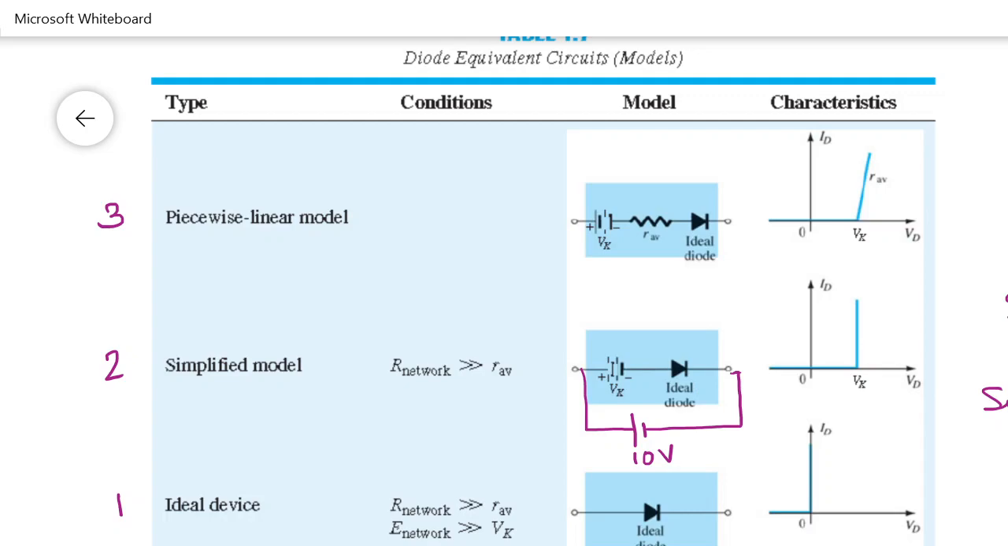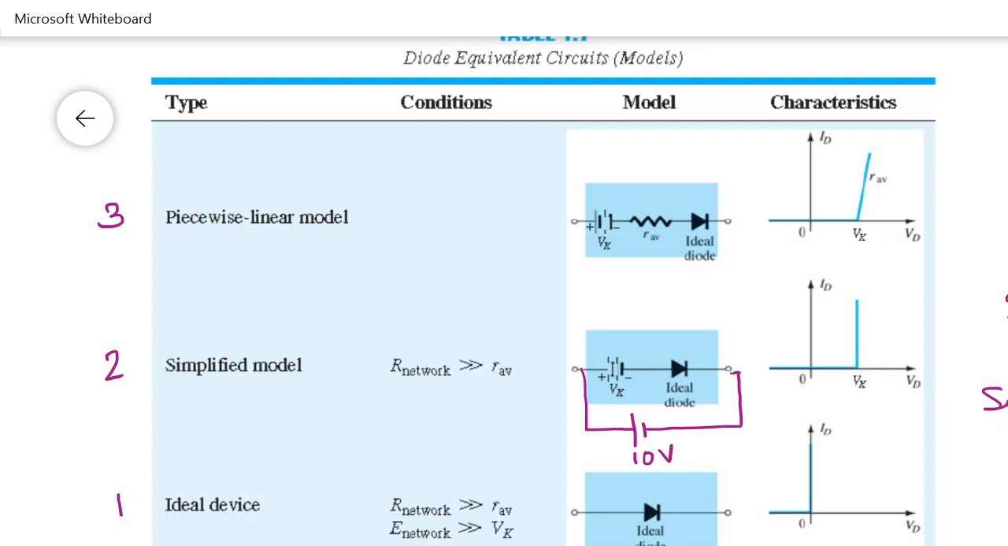Piecewise linear model, the next approximation, called the third approximation. In this case, the resistance is also considered, so you cannot consider the resistance of the network to be much more than R average. You consider there is an R average, and it is simply a straight line with the slope as inverse of R average. So this is the third approximation, the characteristics of the piecewise linear model. In this case, the diode has to be replaced.